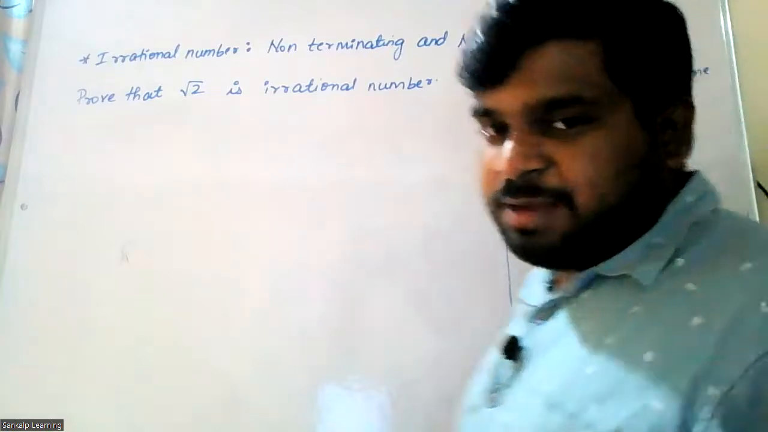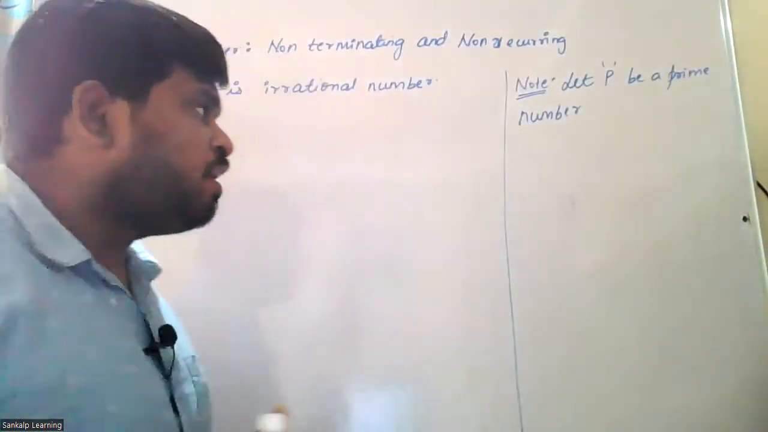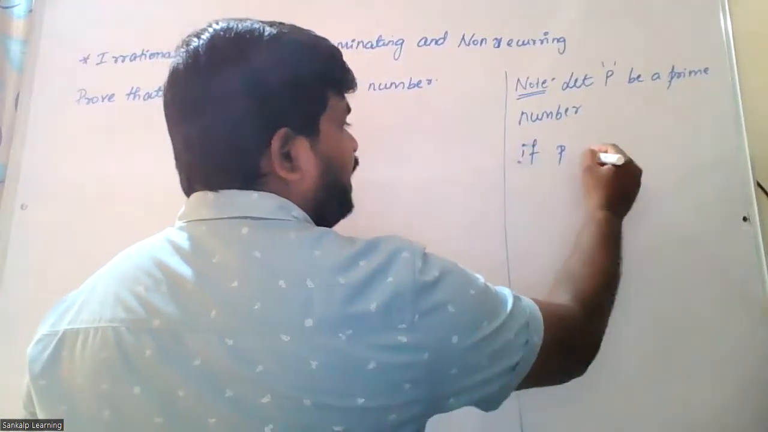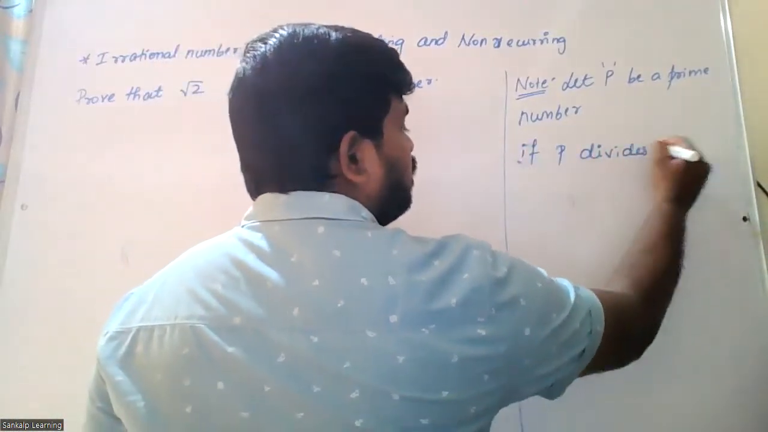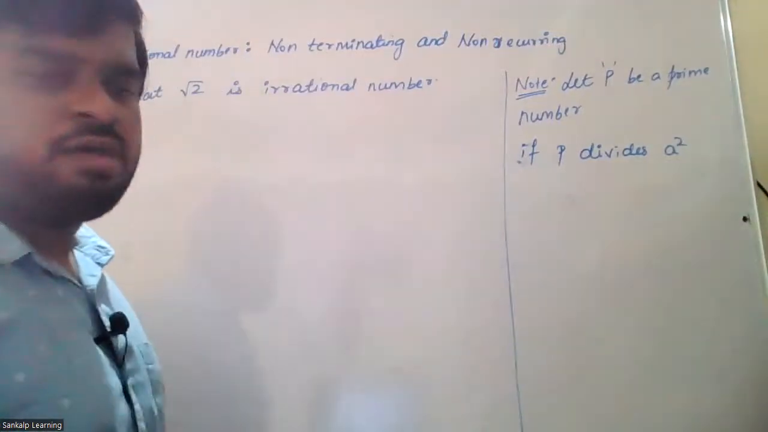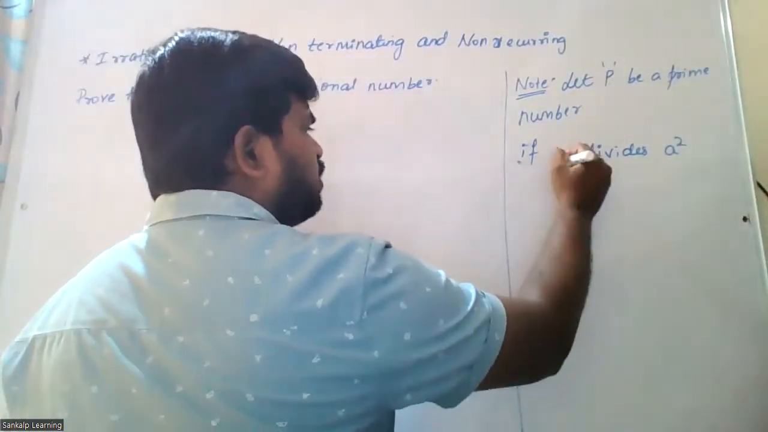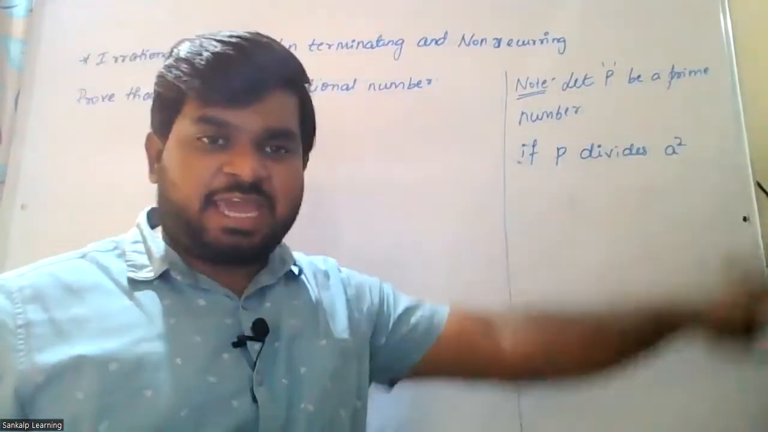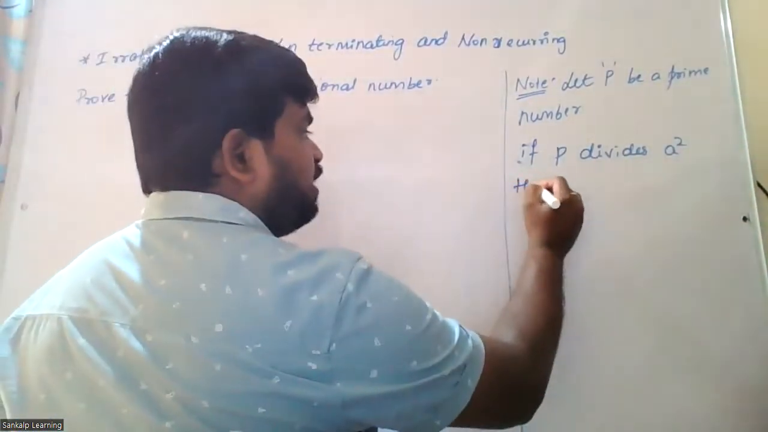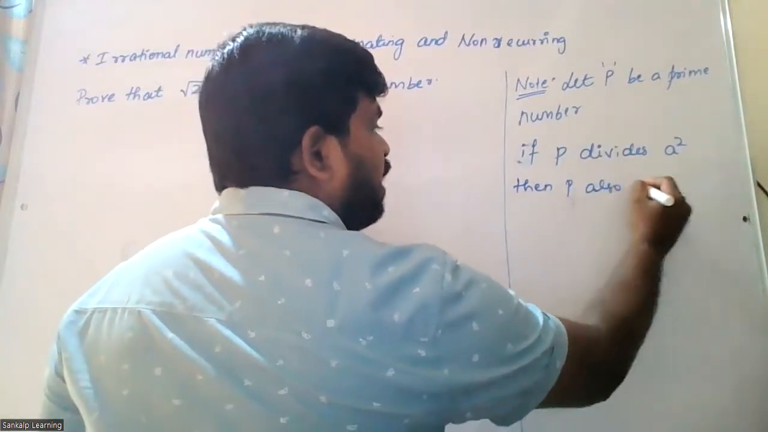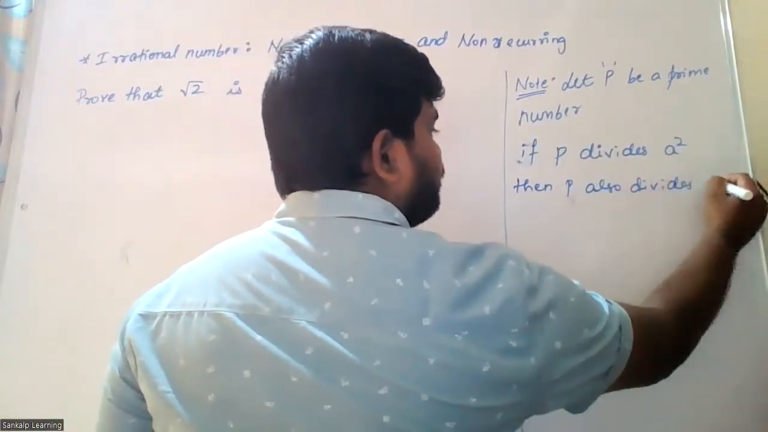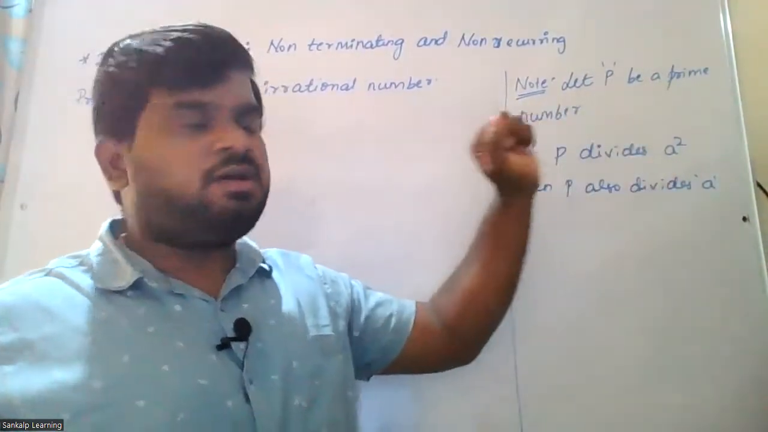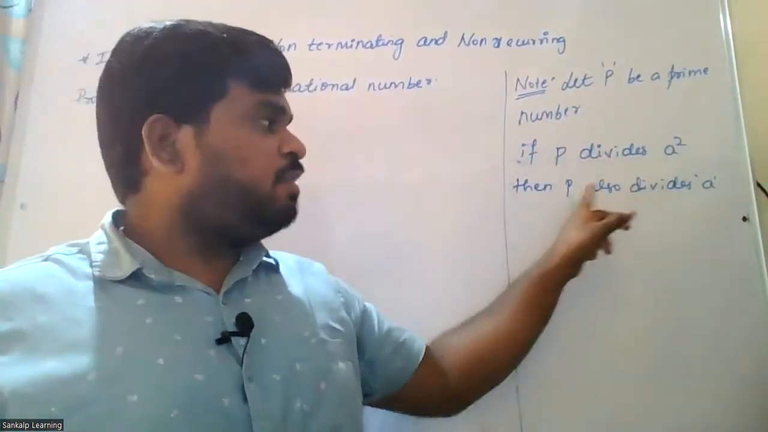Let P be a prime number, any prime number. If P divides a square, where a is any number, in general it can be any number, okay. If P divides a square, it implies then P also divides a. A very important thing. If a prime number divides a square, a can be any number. If P divides a square, then P also divides a.